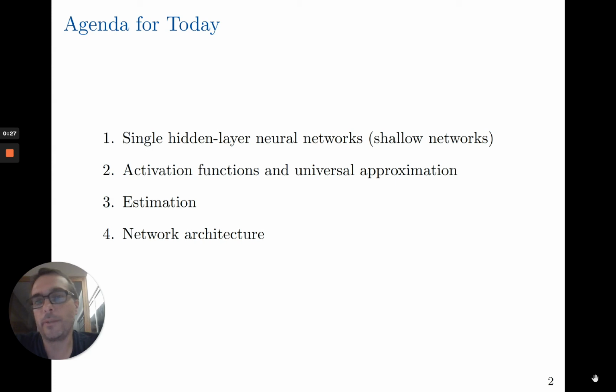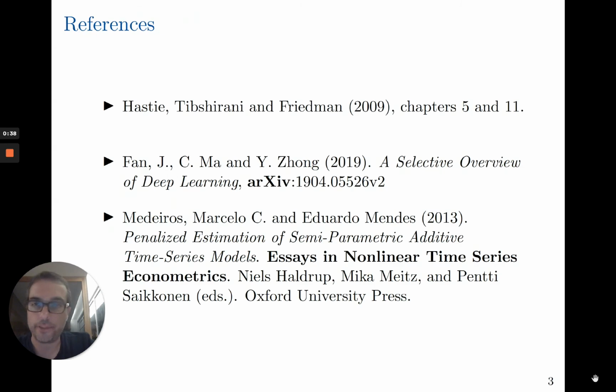Then I'm going to talk about activation functions and the universal approximation capability. The third topic will be estimation, and finally, how to select what we call the network architecture.